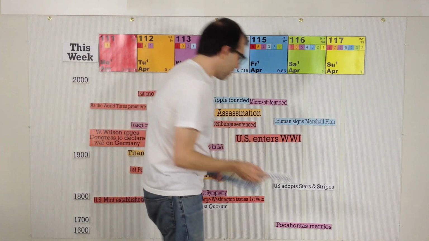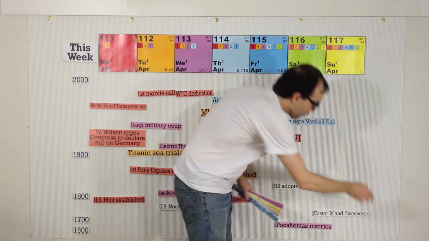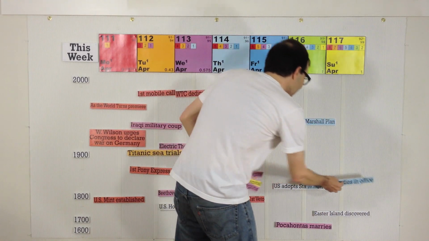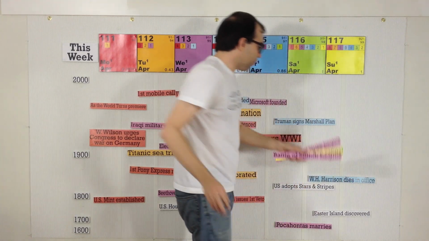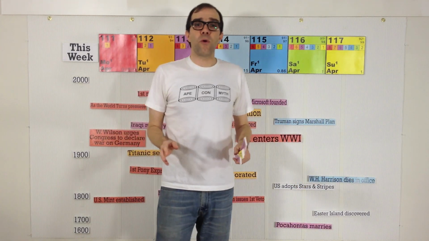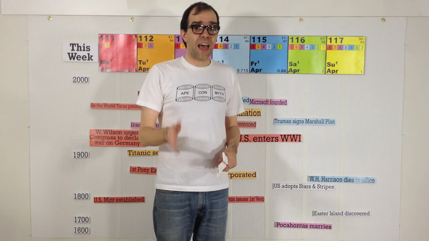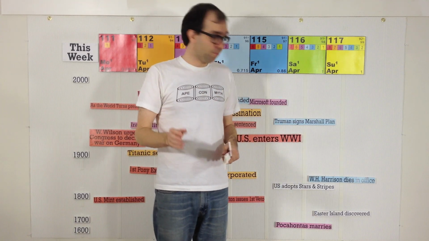Starting off our busy Sunday, we've got Easter Island discovered back in 1722. Then, in 1841, President William Henry Harrison dies of pneumonia only 32 days into his first term. And he's the first president to die in office. He also has served the shortest term of any president to date.